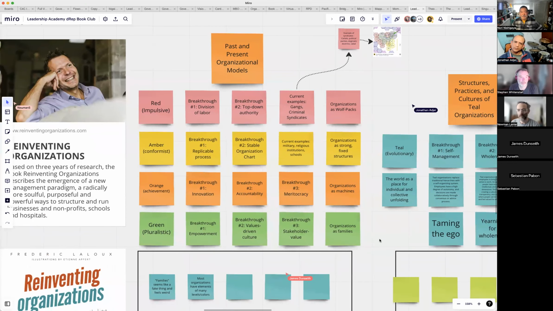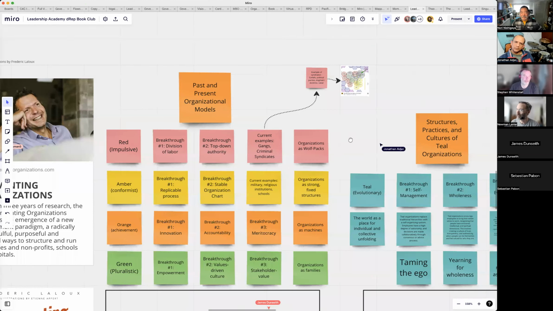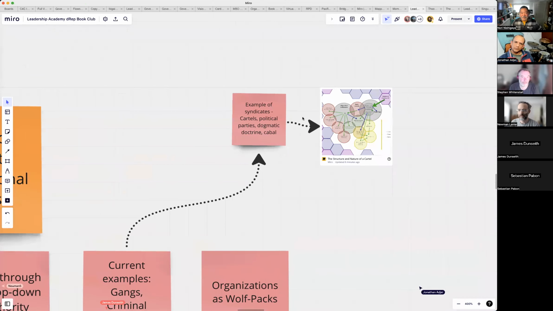Any other thoughts on the past and present organizational models? And thanks to whoever dropped this in, examples of syndicates, cartels, political parties.